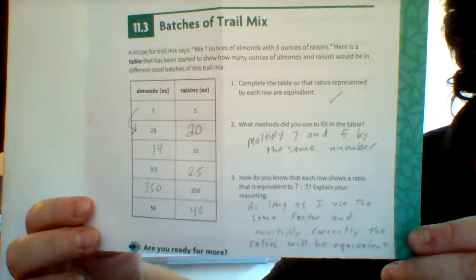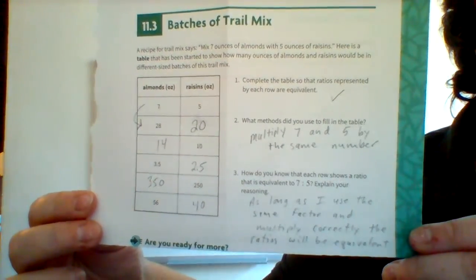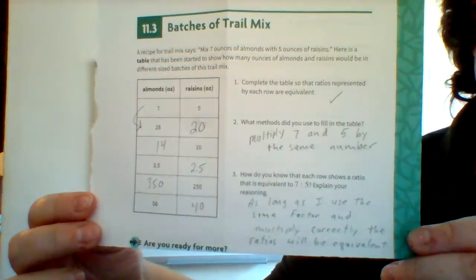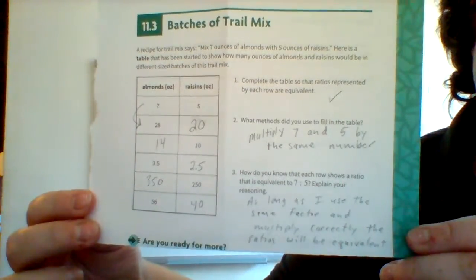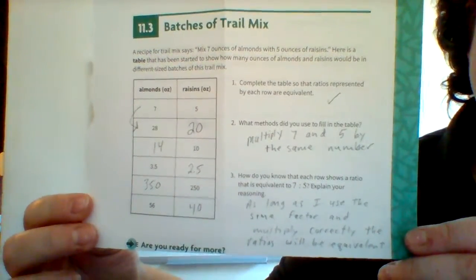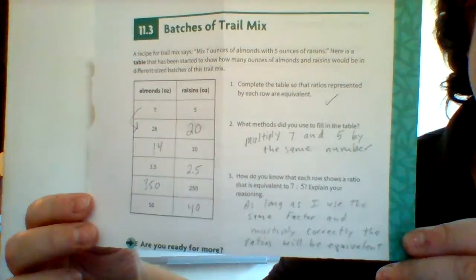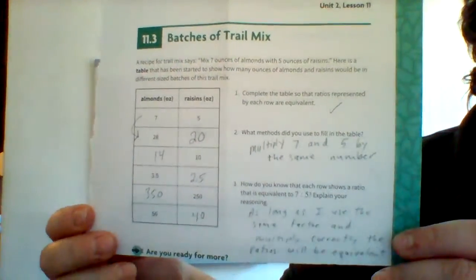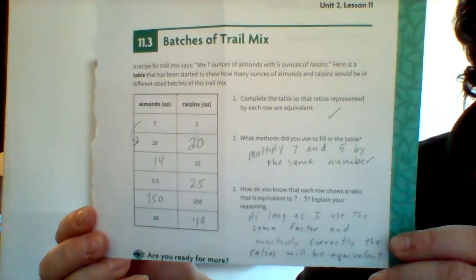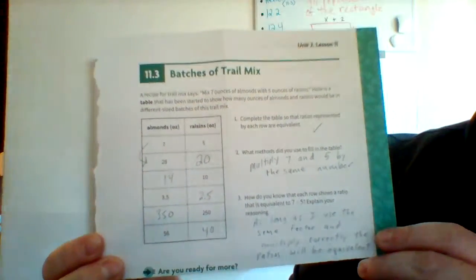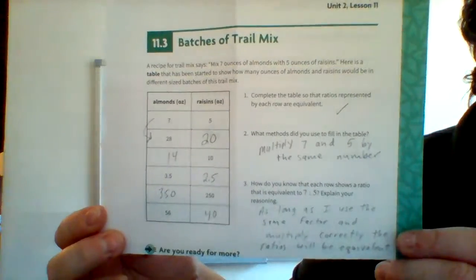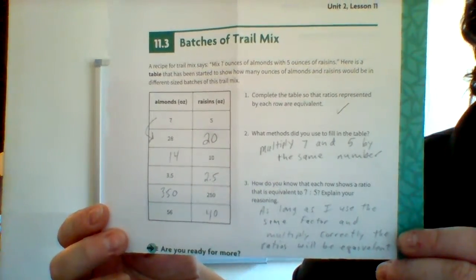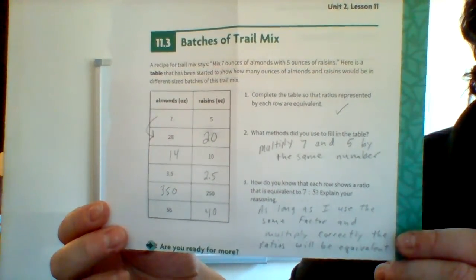Okay, what do you guys think? Did you guys get the same thing in the table? Did you answer similarly, different? What did you say? What questions do you have? Talk to me. How did I get 20 to match with 28? What did I have to do?